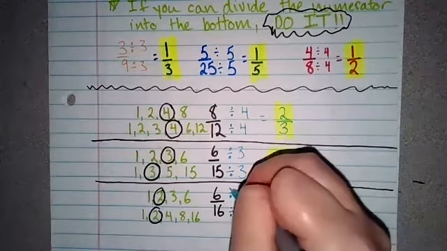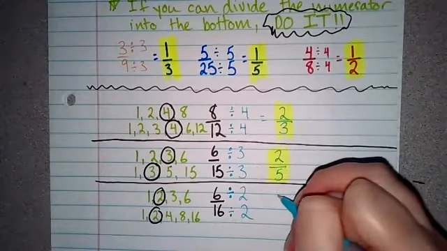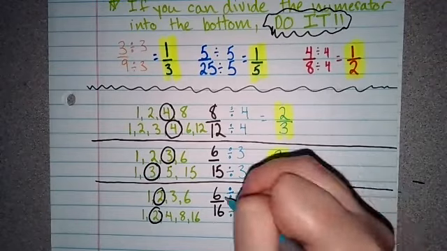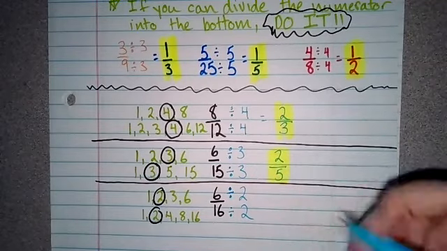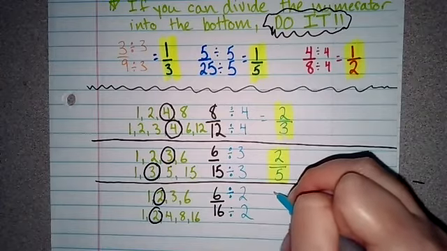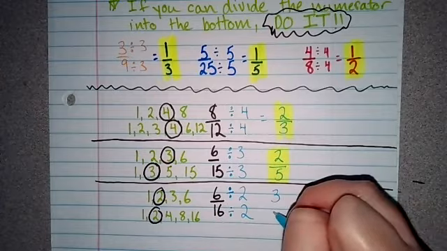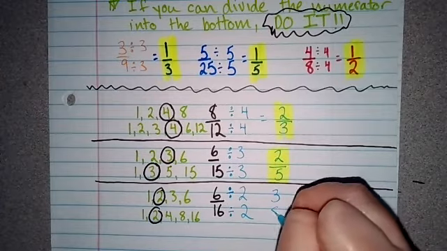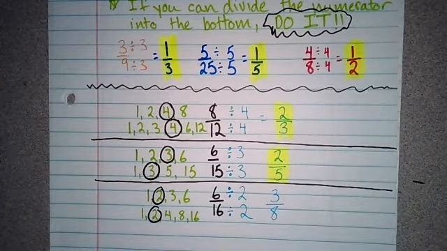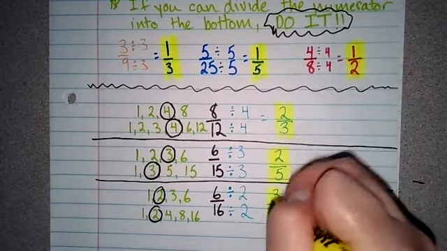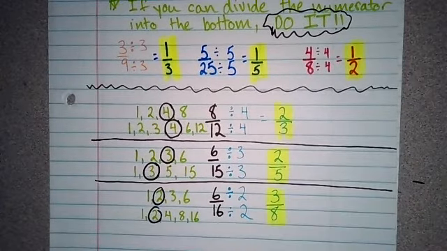CJ, 6 divided by 2 gives you what? 4. Try one more time. Think to yourself, what number times 2 will give you 6? 3. Good. All right, and then CJ, what is half of 16? 8. Good. So you've got 3/8, and there is the simplified version of your fraction. Last one, and then we're going to move on to something else.